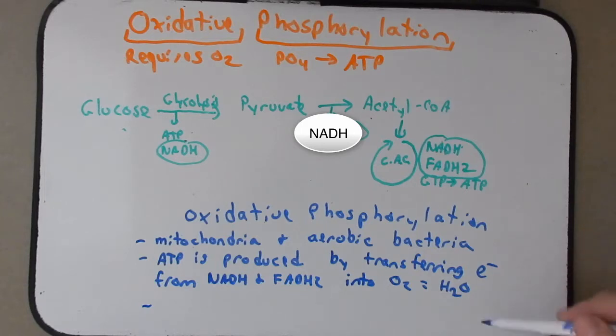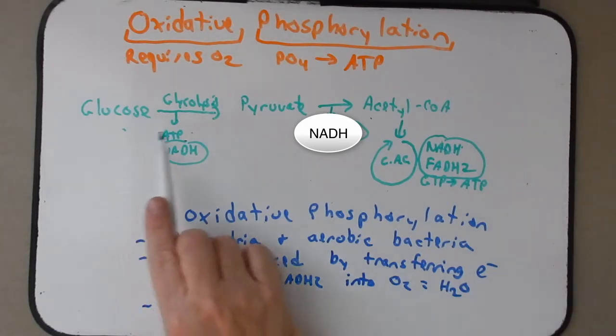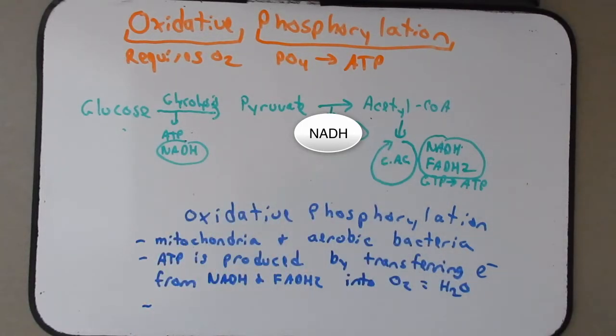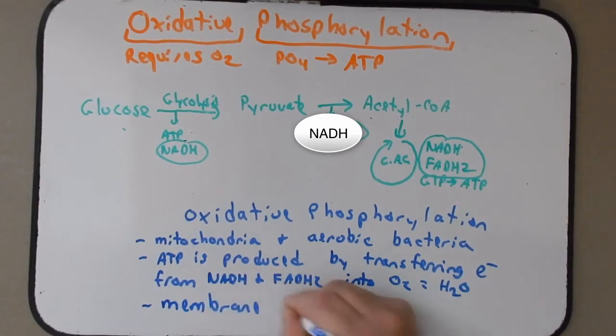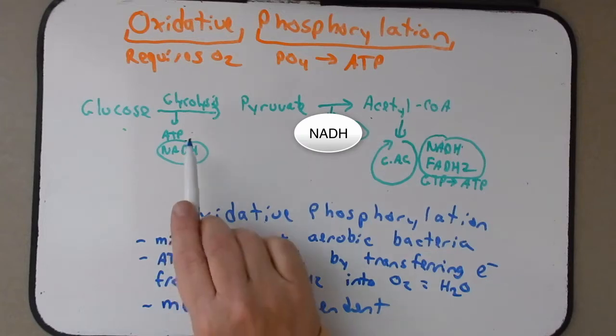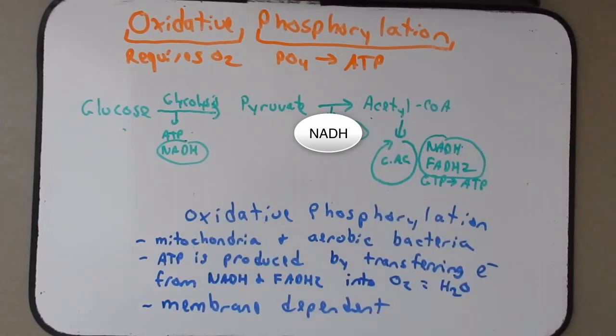And what makes this process different than the chemical reactions we talked about in glycolysis and the citric acid cycle is that we're going to transfer these electrons through a membrane. So this is membrane dependent. Glycolysis occurred in the cytoplasm. Citric acid cycle occurred in the matrix, independent of the membrane. Oxidative phosphorylation requires a membrane, and we'll talk about that as we move forward.